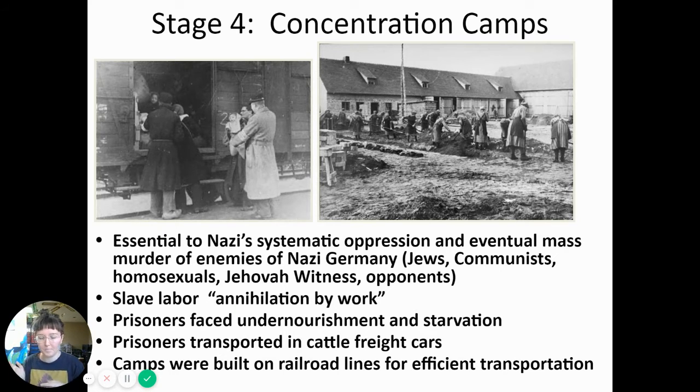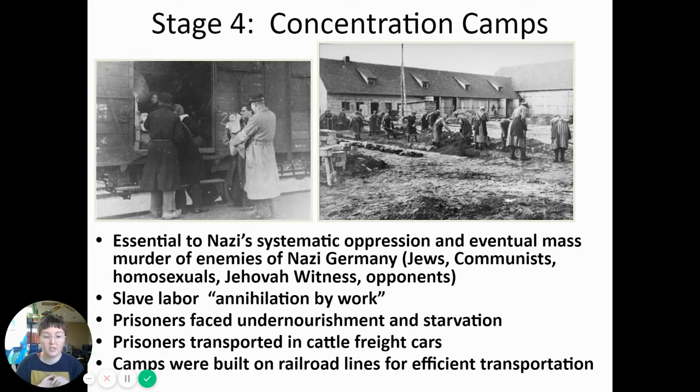So this is the next big step. They moved them all into concentration camps, including communists, gay people, Jehovah's Witnesses, people who didn't like the Nazis. They forced them into slave labor. The idea was annihilation by work, so work them so hard that they die.